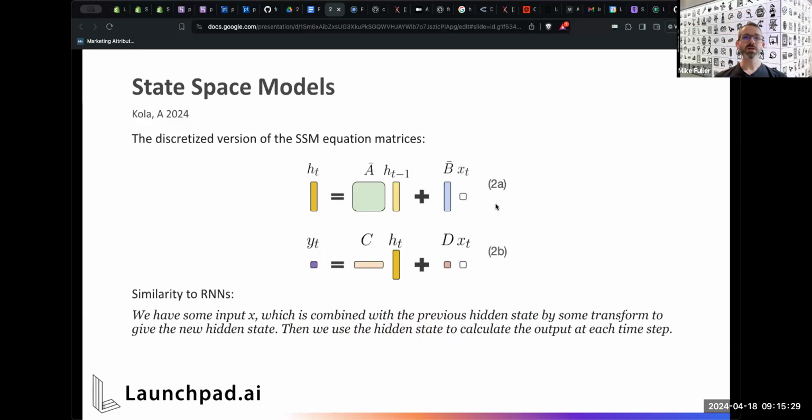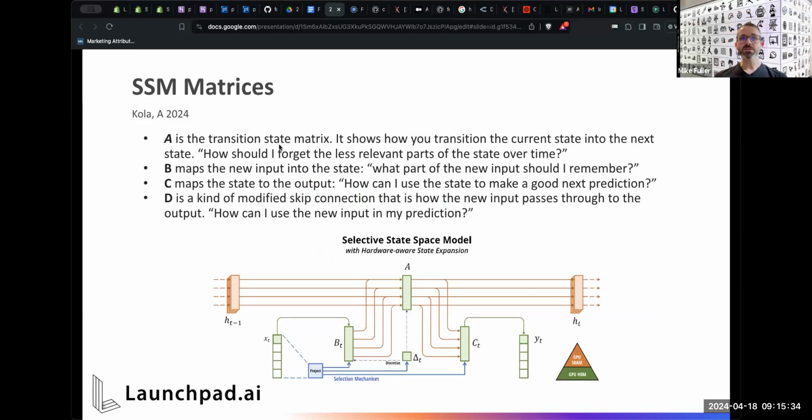So to concretize this, what are actually these matrices, A, B, C, D? A is the transition state matrix. You can think of this as the matrix of how you transition the current state into the next state, i.e. how should I forget the less relevant parts of the state over time? B maps the new input into the state: what part of the input should I remember? C maps the state to the output: how can I use the state to make a good next prediction? And D is a modified skip connection, so it's how the new input passes through to the output: how can I use the new input in my prediction?